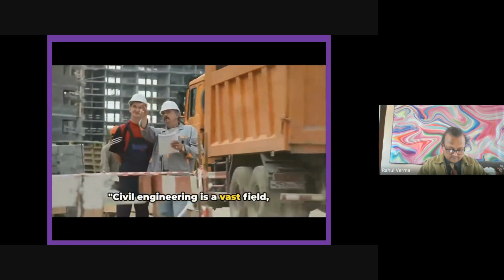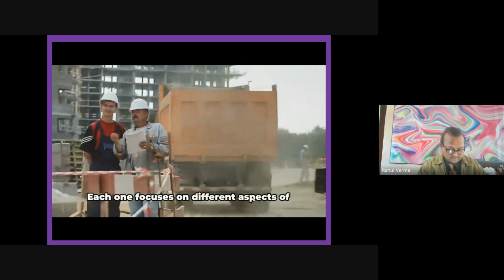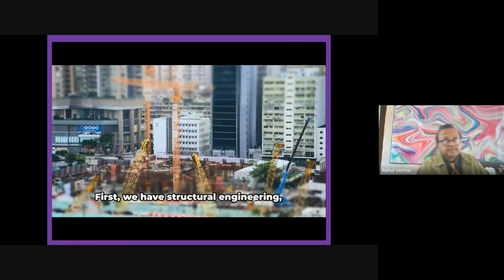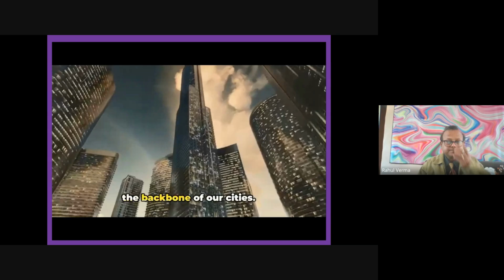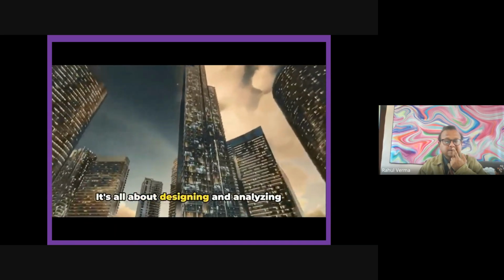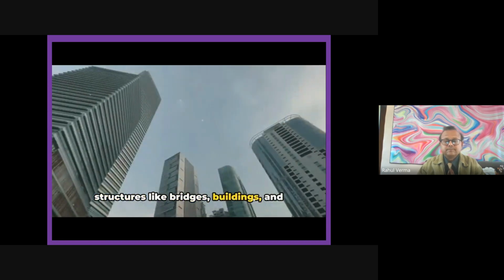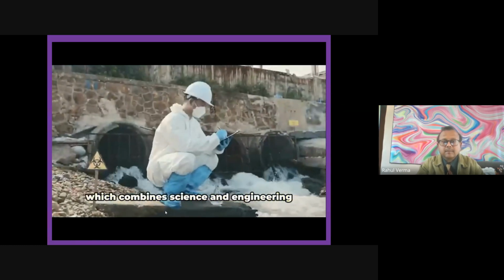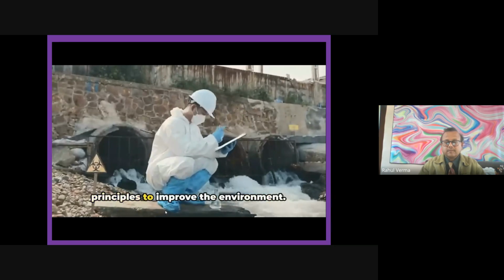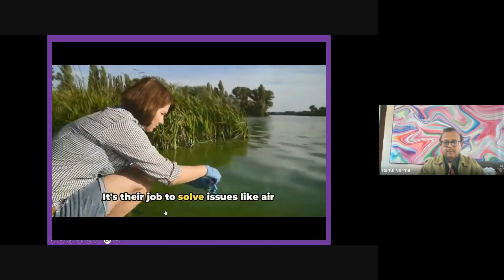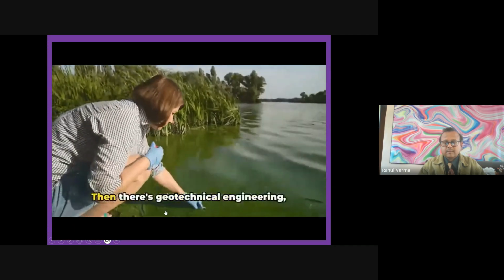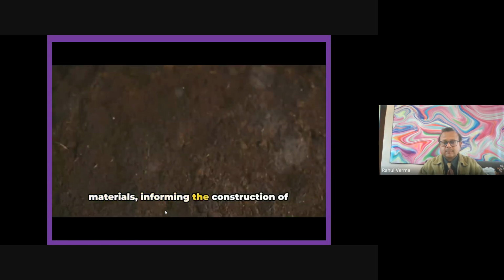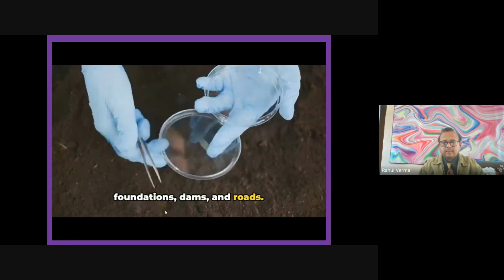Civil engineering is a vast field encompassing various sub-disciplines. Each one focuses on different aspects of our built environment, helping to shape the world around us. First, we have structural engineering, the backbone of our cities. It's all about designing and analyzing structures like bridges, buildings, and tunnels to ensure they're safe and stable. Next up is environmental engineering, which combines science and engineering principles to improve the environment. It's their job to solve issues like air and water pollution. Then there's geotechnical engineering, which studies the behavior of earth materials, informing the construction of foundations, dams, and roads.